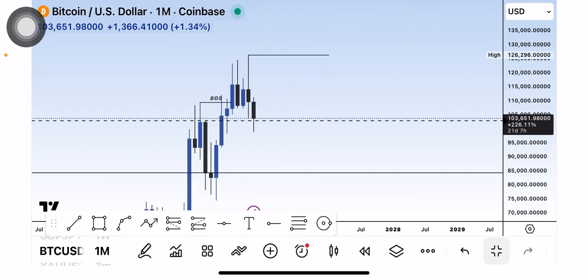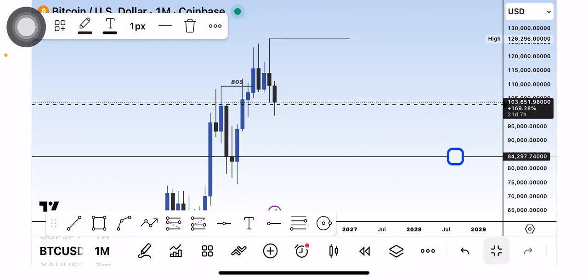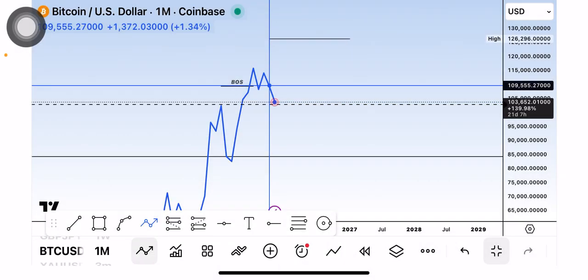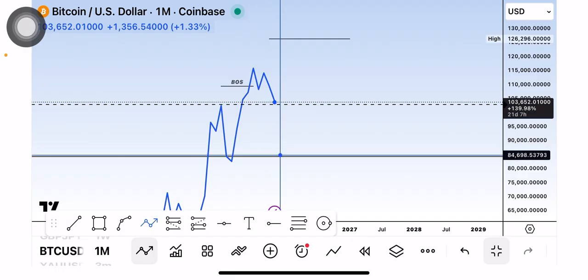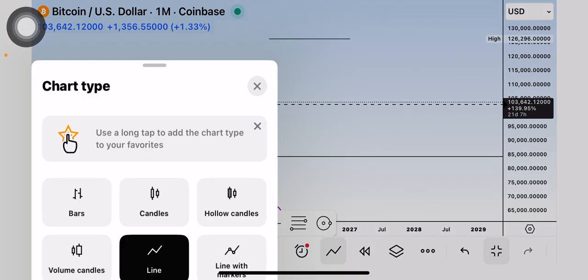So we are going to look for a sell opportunity to come to this zone, around this zone, before we buy again on the monthly time frame. We are going to look for a sell opportunity, come down before we buy up again. So now let's go down to the weekly time frame.